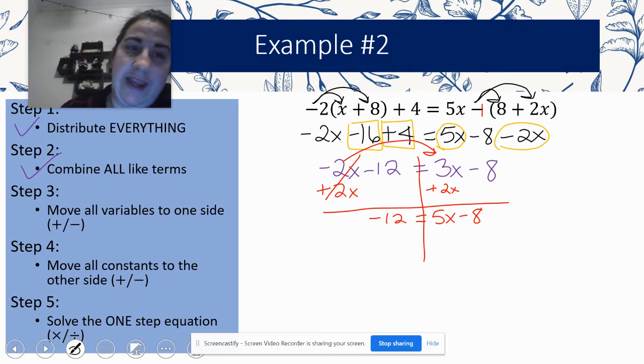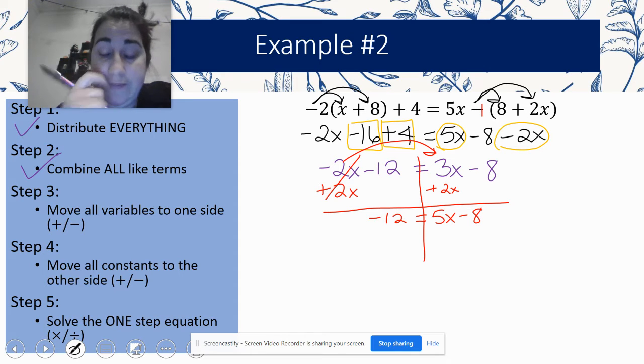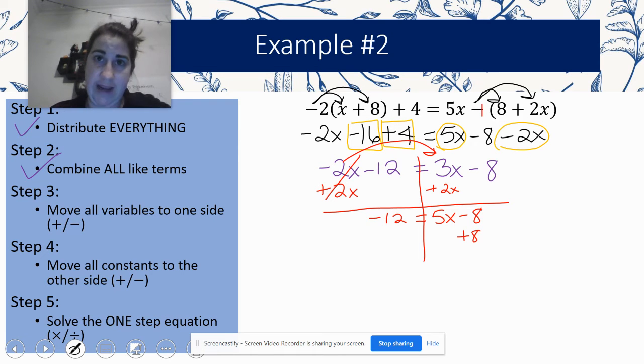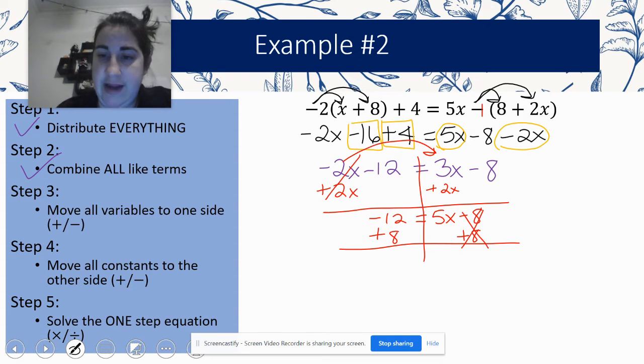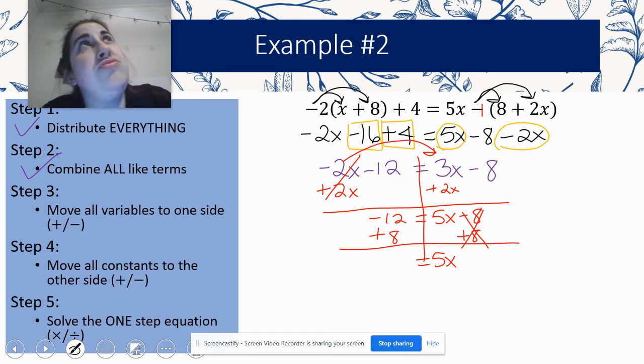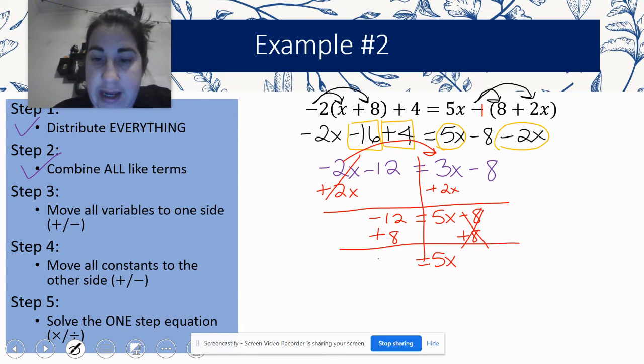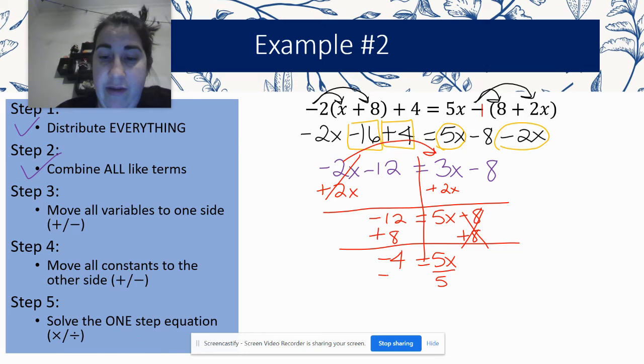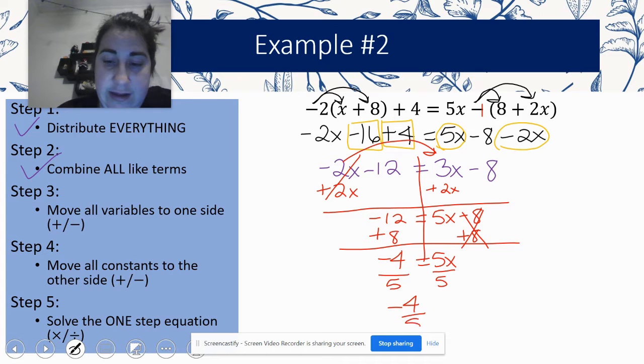And now I have to move my negative 8 to the other side with the negative 12, so I get the constants on the same side. So I'm going to do positive 8 because it's a negative. I'm adding positive 8. These cancel out. I'm left with 5x equals negative 12 plus 8. They're different signs, so I subtract, and I get negative 4. Now I'm going to get the x by itself by dividing by 5, and I get negative 4/5 equals x as my answer.